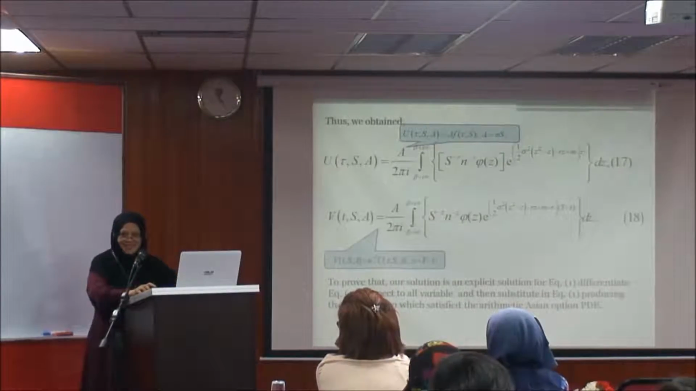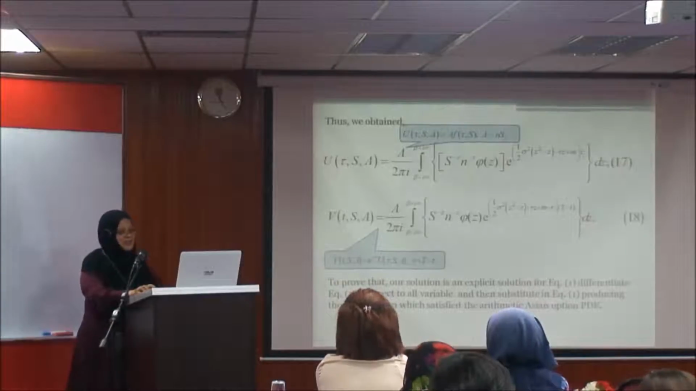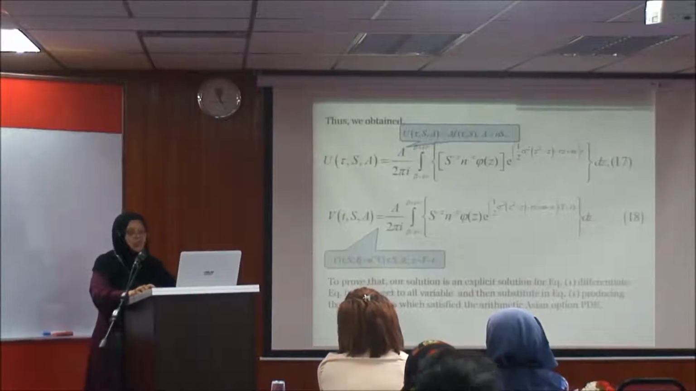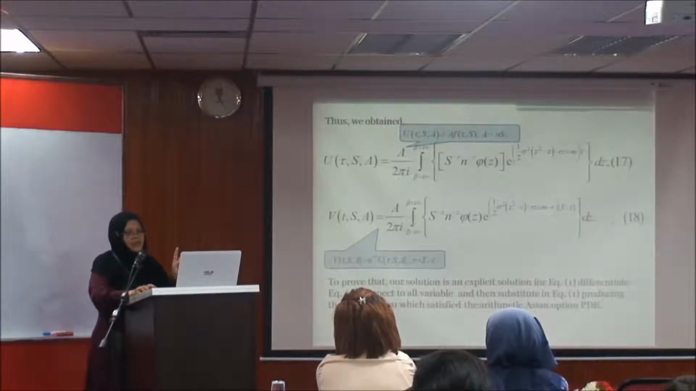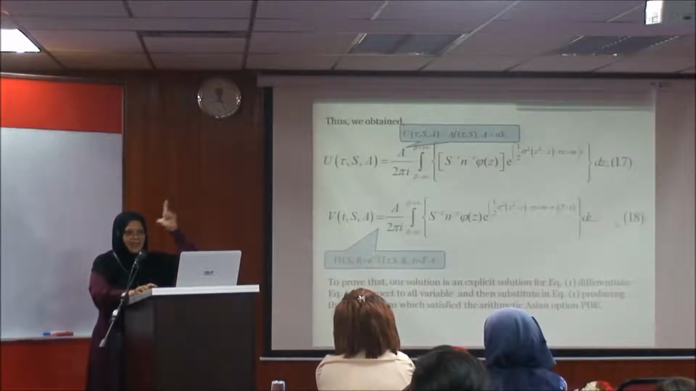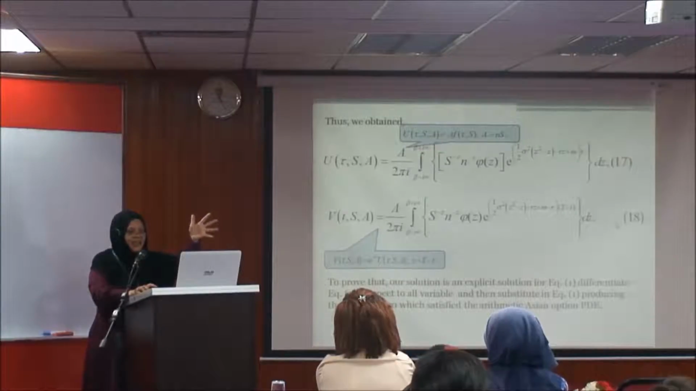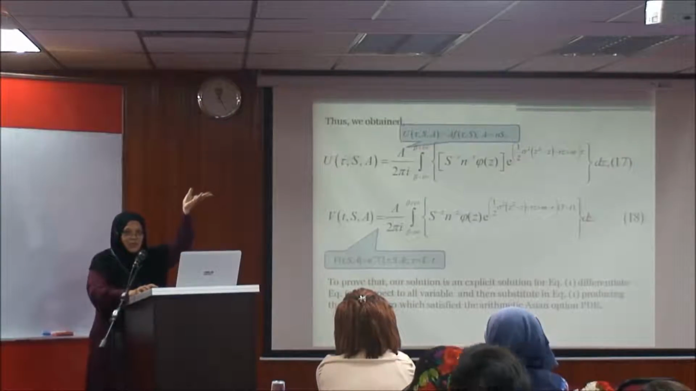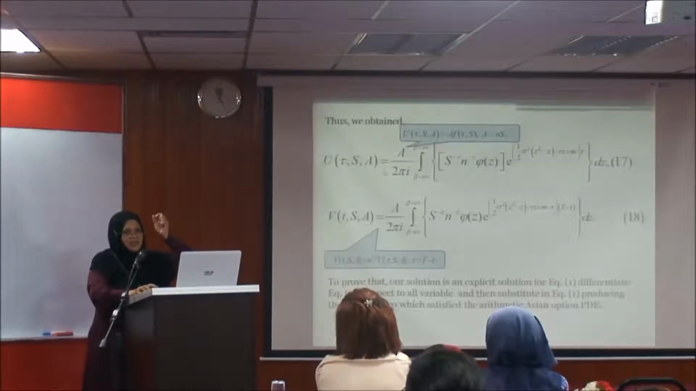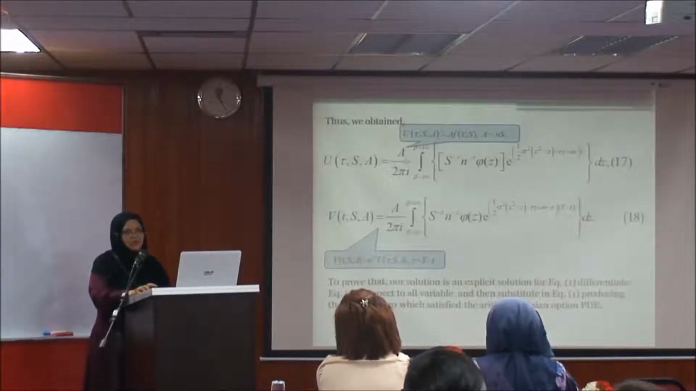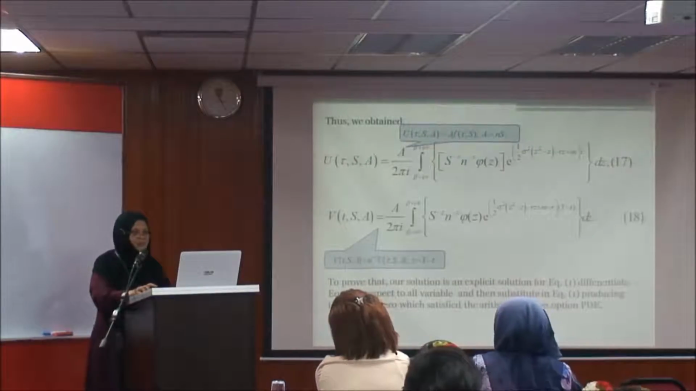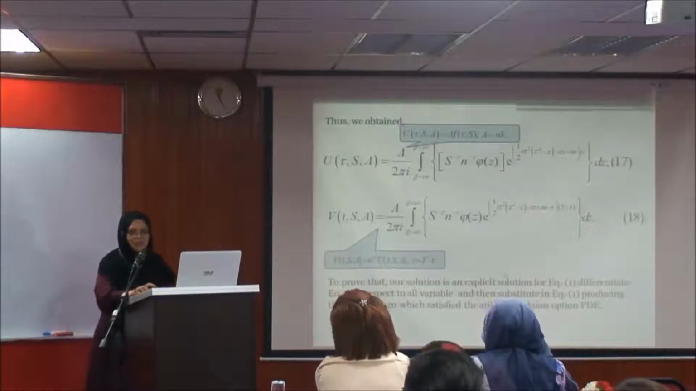Actually, I've already answered it, right? To prove that our solution is an explicit solution for equation 1, the Black-Scholes, differentiate 18 with respect to all: del V del T, del V del S, del squared V over del S squared, del V over del A, and then plug into equation 1 and see if it is 0. If it is 0, that means you have reached what you want. Okay, so we have checked, and alhamdulillah, inshallah, it works.